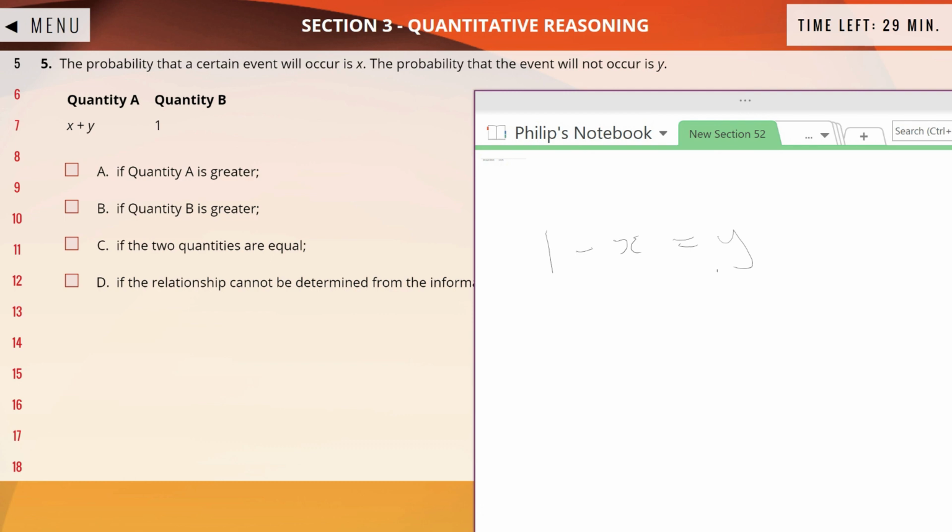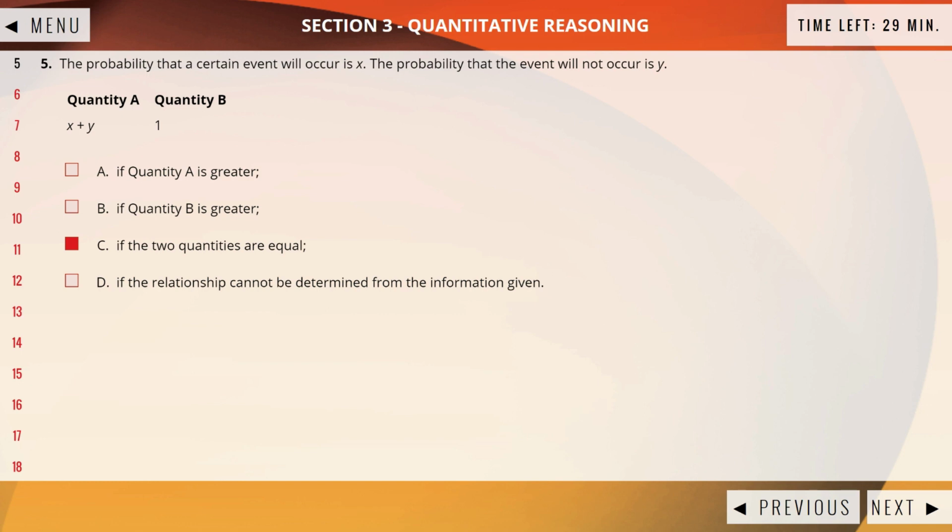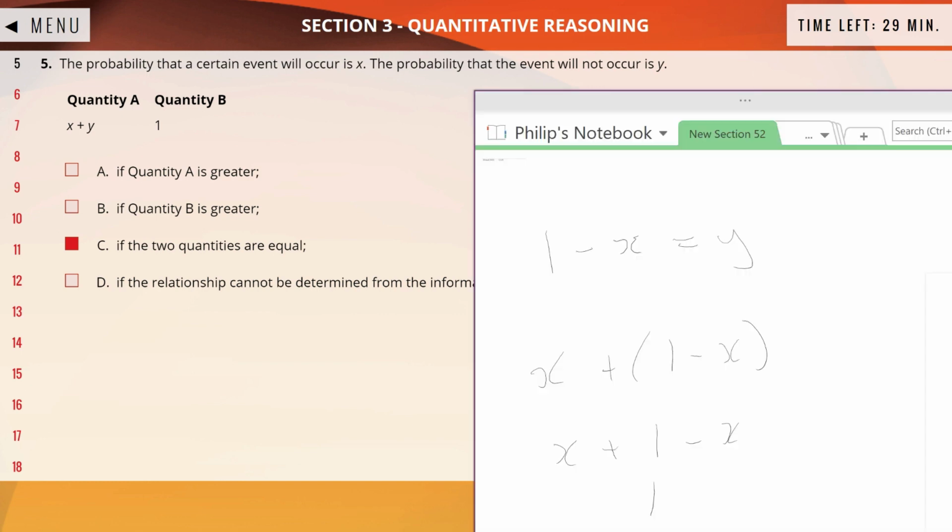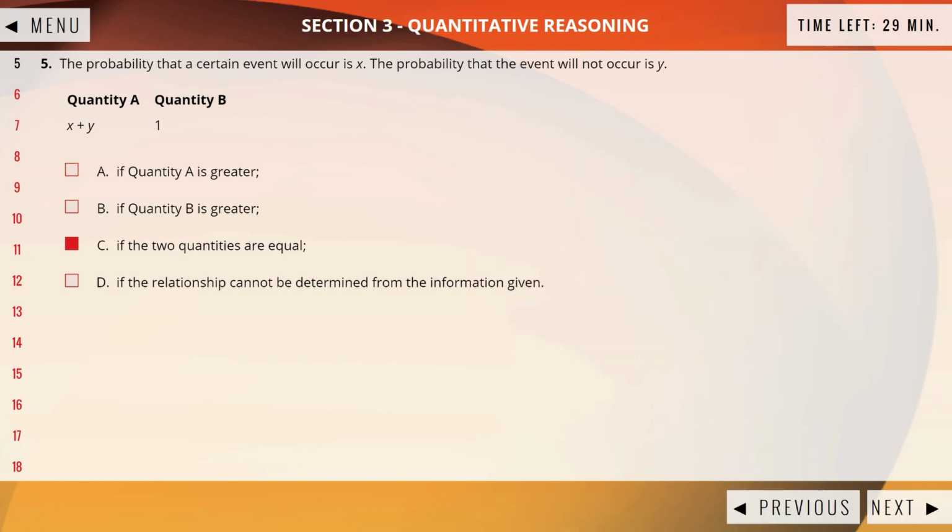Plugging that into quantity A, we get X plus Y, but we know that Y is 1 minus X. So that gives us X plus 1 minus X, and the X's cancel, giving us 1, so both quantities are equal. All of that just came down to knowing that if the probability of something occurring is X, then it not occurring will be 1 minus X, essentially, because it always has to add up to 1. Brilliant.